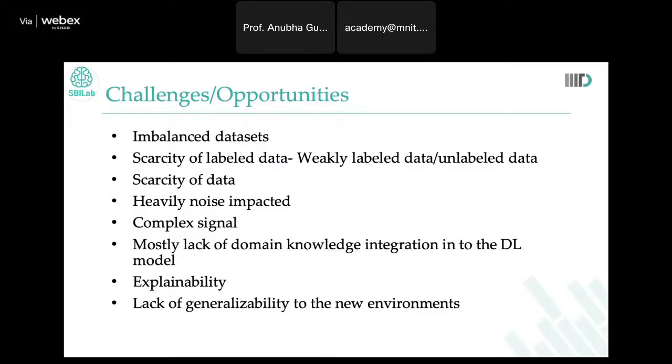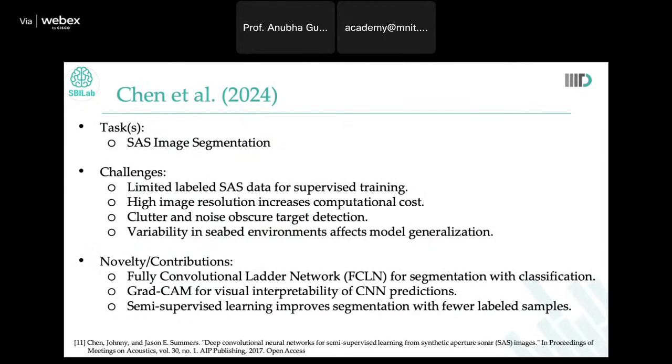Then there is the lack of generalizability to the new environment. So if you have built a model on, let's say, the Indian Ocean, and you start deploying it on some other side of the ocean, say in the Pacific Ocean or some other places, you may see that it's a new environment, so the data is slightly different and there may be a lack of generalizability of the model. Now let's look at some of the literature papers.